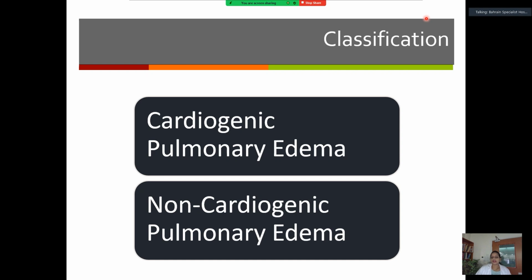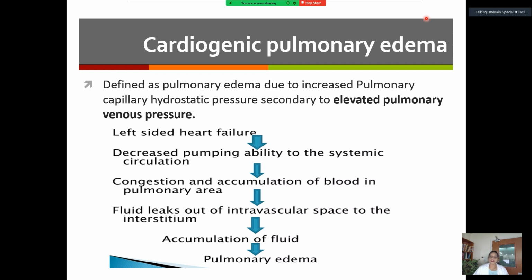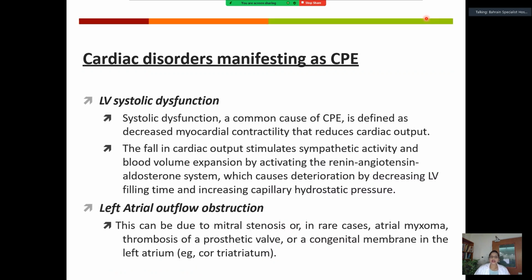It is classified into two types: cardiogenic pulmonary edema and non-cardiogenic pulmonary edema. In cardiogenic pulmonary edema, it is due to increased pulmonary capillary hydrostatic pressure secondary to elevated pulmonary venous pressure. In left-sided heart failure, there is decreased pumping ability to the systemic circulation, leading to accumulation and congestion of blood in the pulmonary area, which causes fluid leakage out of intravascular space to the interstitium, causing accumulation of fluid, finally leading to pulmonary edema.